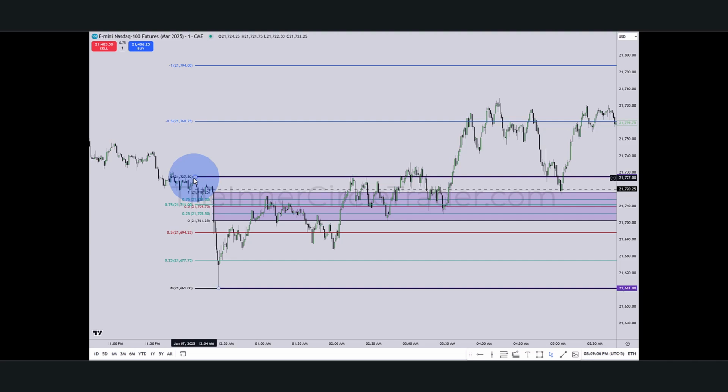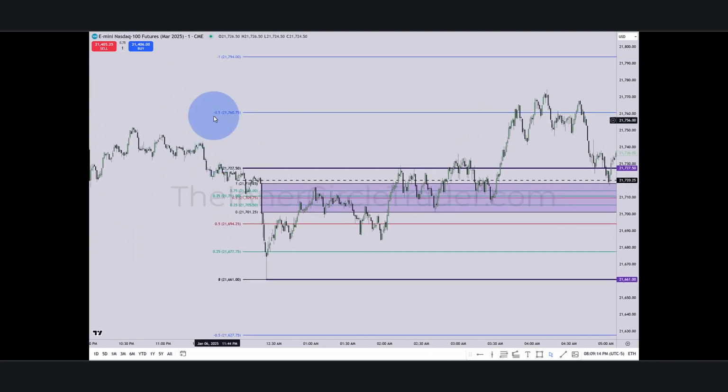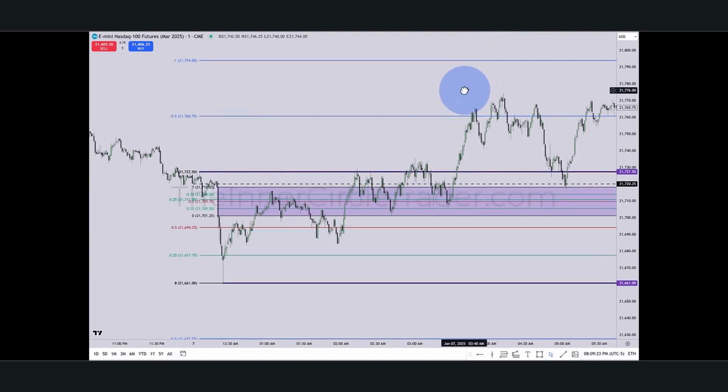We have relative equal highs over here. You see that? This one here is enough to do that. It trades up into it there. But then we have standard deviation 1 up here. So watch what happens later on in the day session. But for right now, I want you to look at what we have in London.